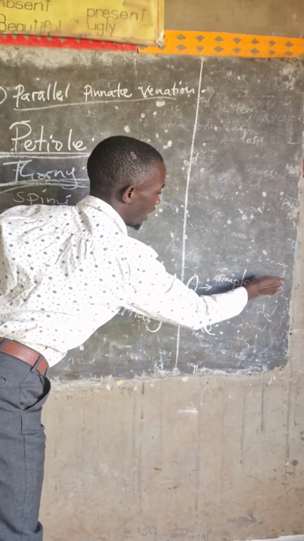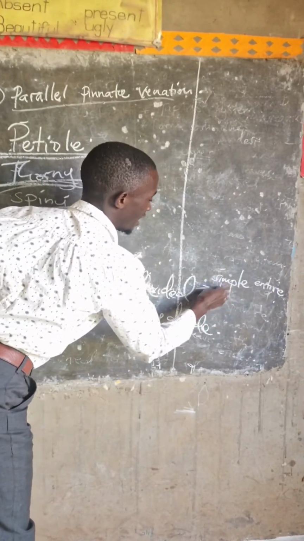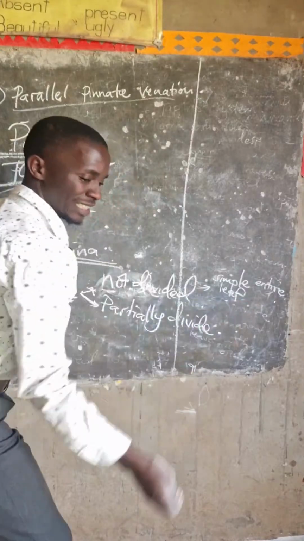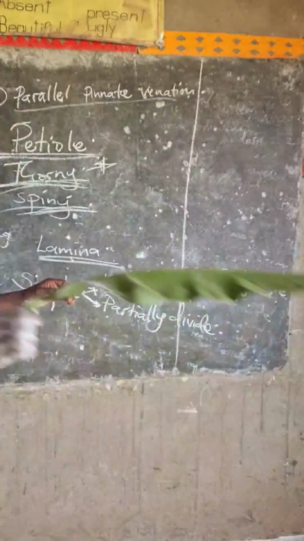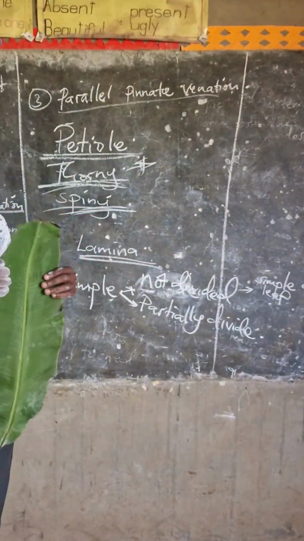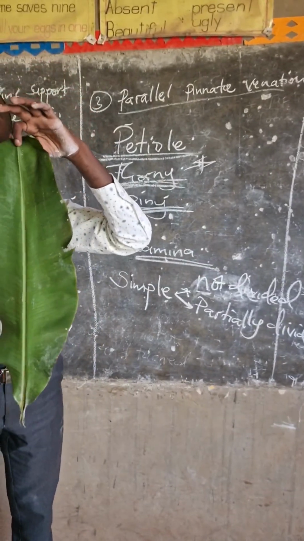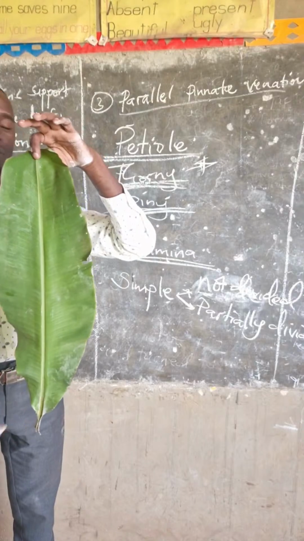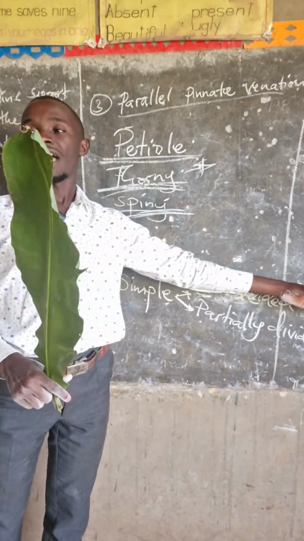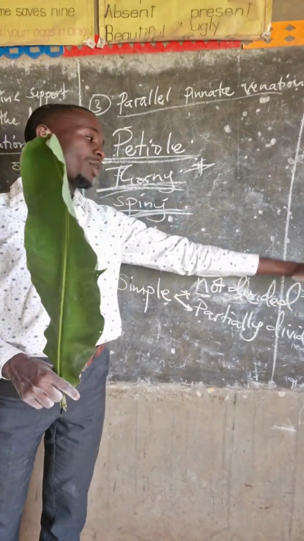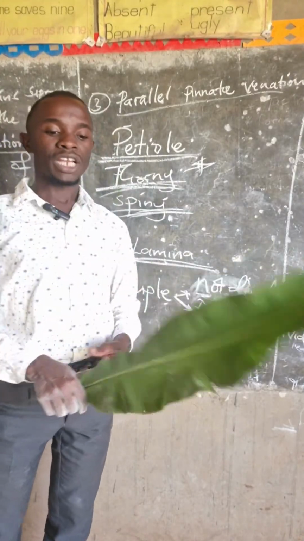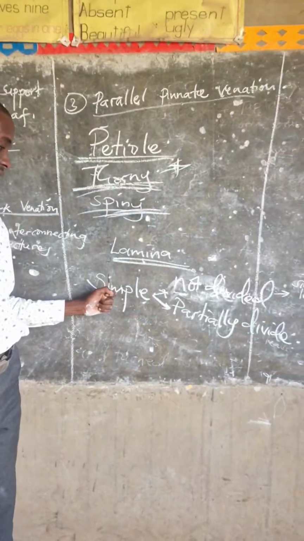A simple entire leaf has its margin, its lamina, not divided at all. Like this one, its lamina is entirely not divided. So that kind of a leaf is known as a simple entire leaf. We shall have other examples of leaves.